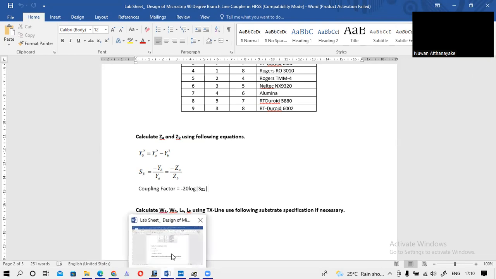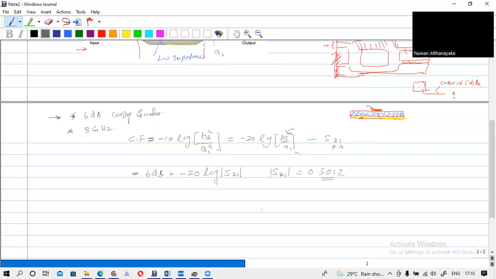I am not going to do the mathematical things here, it will take time. I think it is very simple, you have to solve some equation, then you can calculate this ZA and ZB. I have already calculated them. So I get ZA as 43.3 and ZB as 86.4, this is ohm and this is ohm.